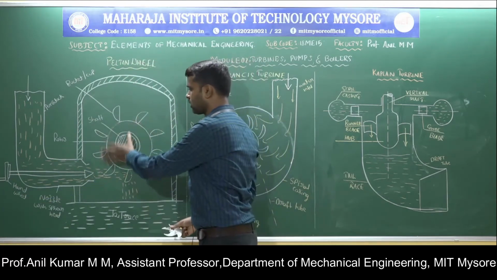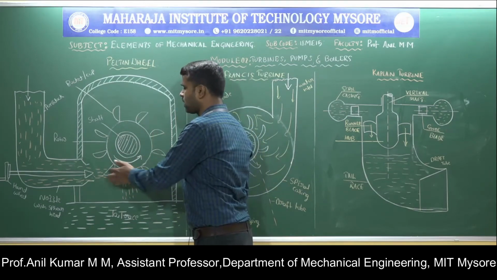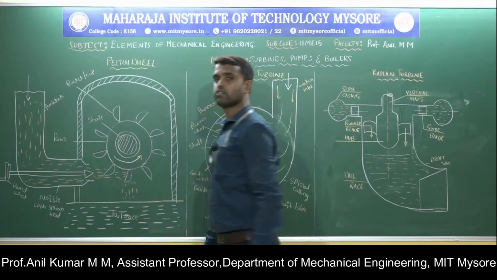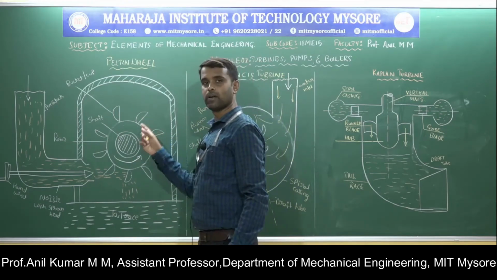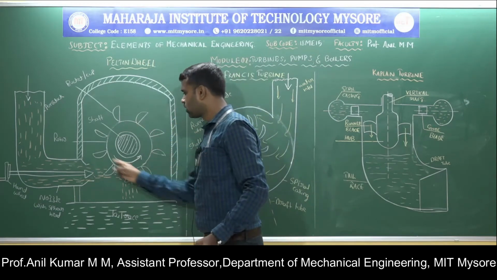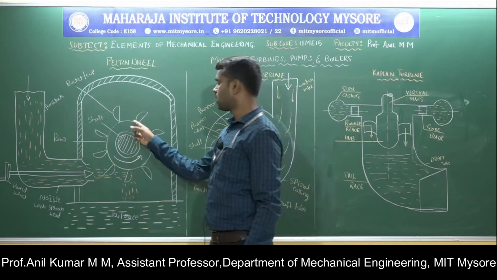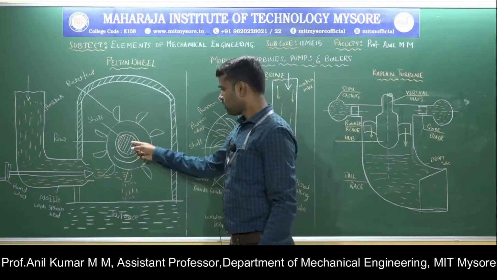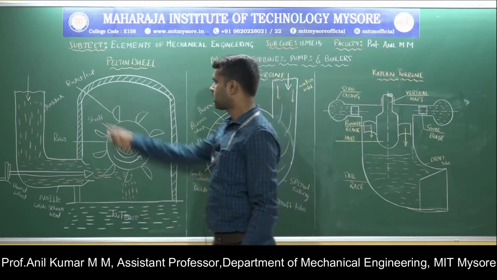The runner is nothing but a circular wheel, and a number of evenly spaced buckets are attached to the circumference of that wheel. You can call it the runner. The bucket is cup shaped. The runner is connected to the shaft, and this shaft is connected to the electrical generator.